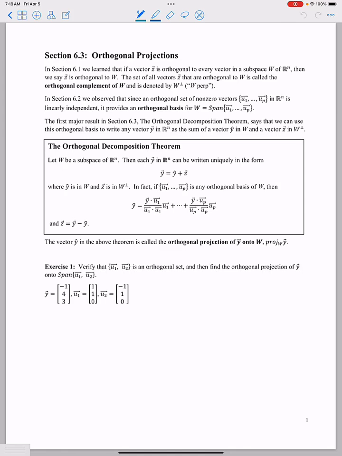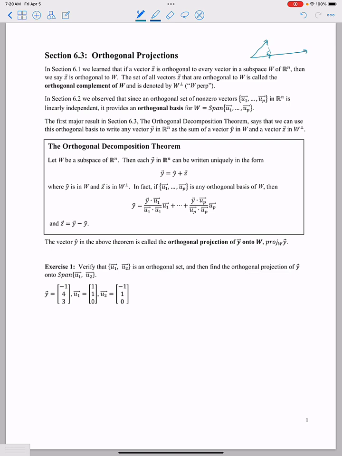In the previous section, we looked at projecting a vector onto another vector. Here we're going to look at projecting a vector onto a subspace. And the idea is very similar. If you think about when we projected, we got this vector.